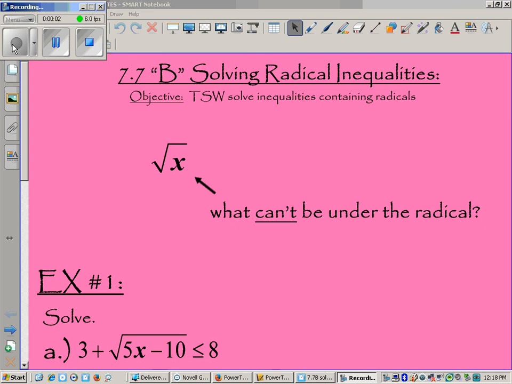Okay guys, today we're going to do 7b and we're going to be solving radical inequalities. So yesterday we talked about solving radical equations when there were equal signs. Today we're going to talk about what happens if it's inequalities, so alligator signs, less than, greater than, stuff like that. Okay, so if you'll get out your notes, if you'll start your notes please.